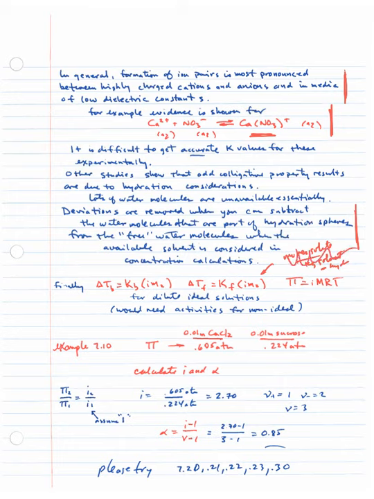But this is tough. So essentially, let's just throw the letter i, this Van 't Hoff factor, into the colligative property equations that we're familiar with and see what we can get. And we have a very straightforward example here.